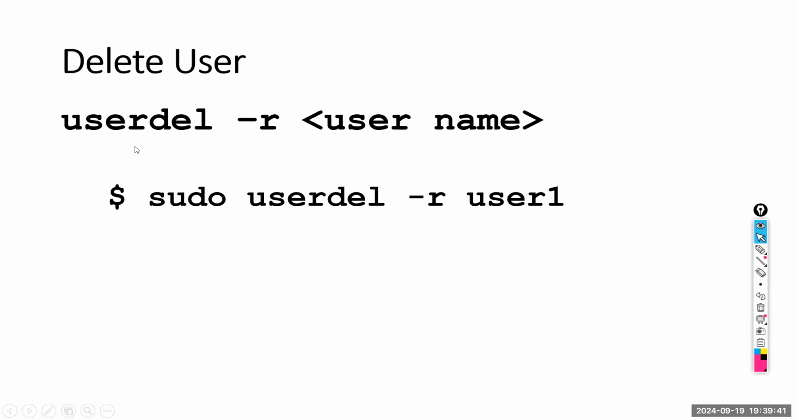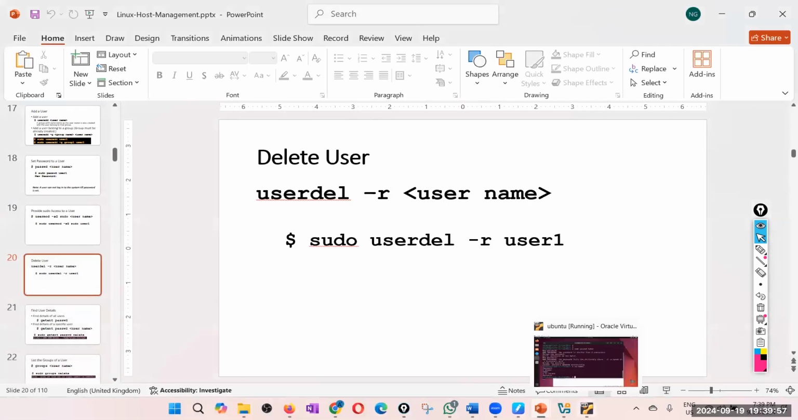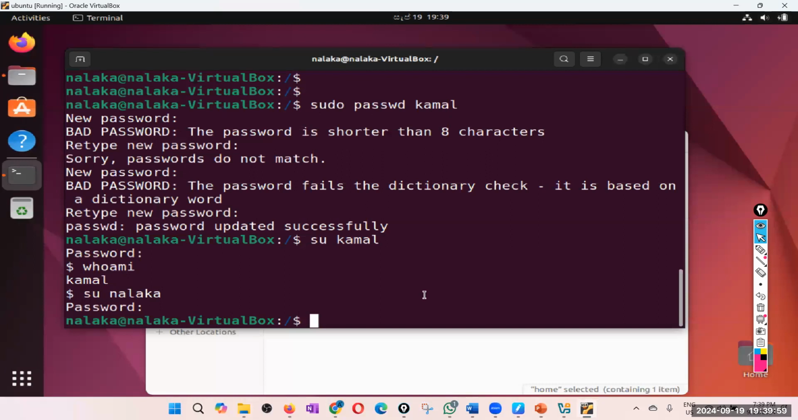And this is how you delete a particular user. Userdel minus r means recursively. Right. Okay. Then the username. So it will delete the user. Okay, let's see whether we can delete one of the users. Say sudo userdel, let's delete Kamal, userdel minus r.